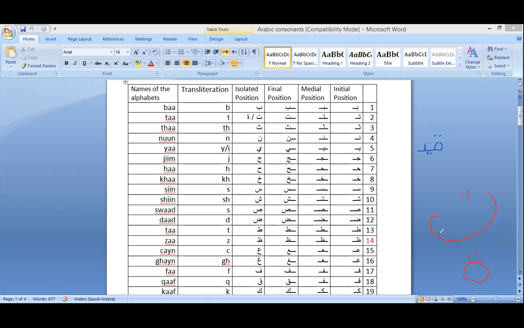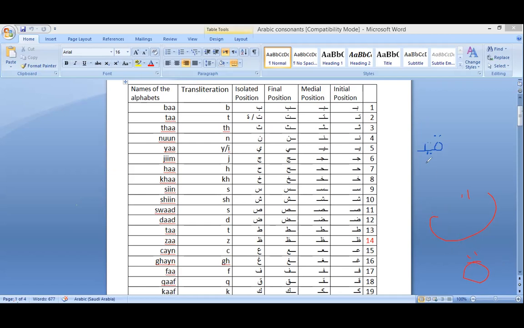Which one now? First or two? The down one. It's ta marbuta, that's right. And this one is called? Ta. It's ta also, ta. Yes, but we give it another name. Ta maftuha. Yes, that's ta maftuha. Maina. This one is called ta marbuta and this one is ta maftuha.